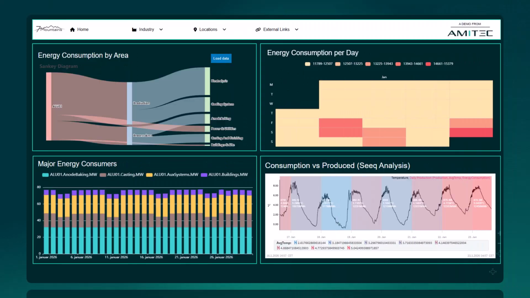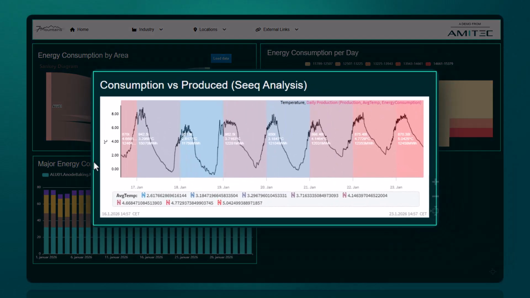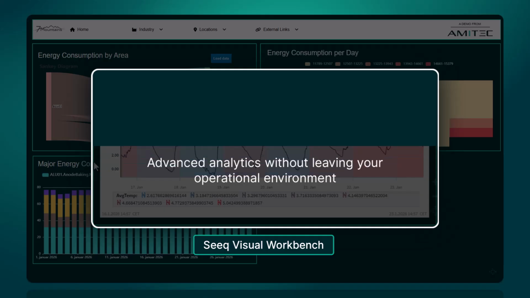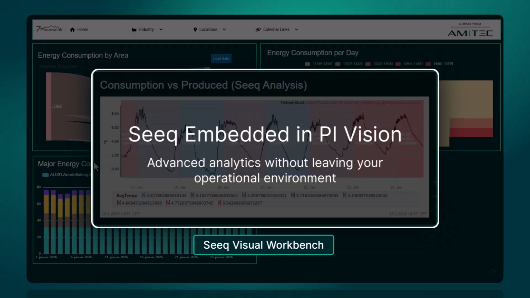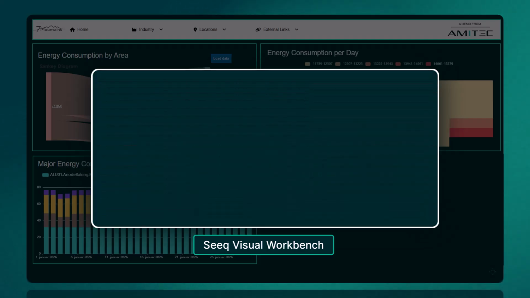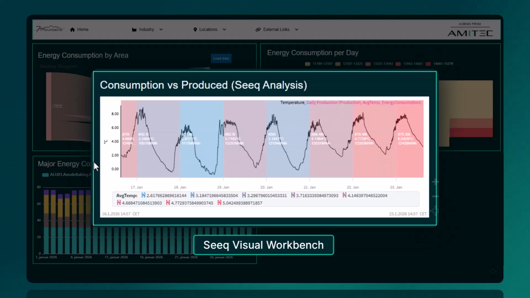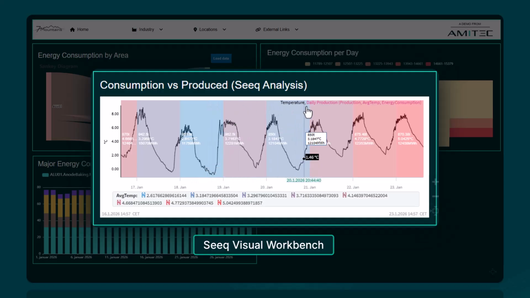Finally, when I want to go beyond visualization and really understand the relationship between energy and production, I can use the Seeq Visual Workbench symbol. Here, we display two of our most important daily values: total energy usage and total aluminum production. The key advantage is that this Seeq content is embedded directly inside PI Vision, so I don't feel like I'm leaving my operational environment. However, with a single click, I can jump straight into Seeq and start a deeper analysis.